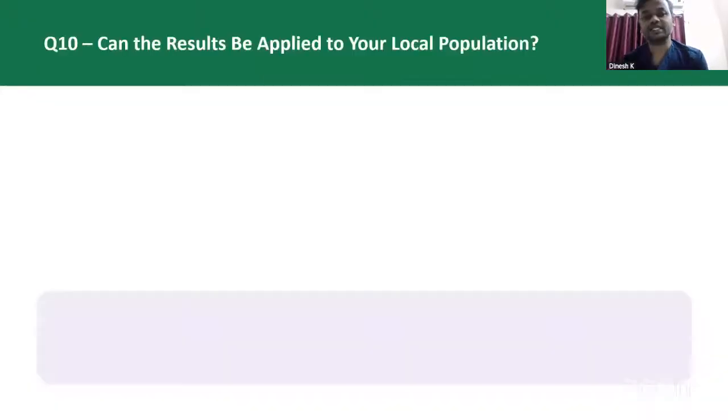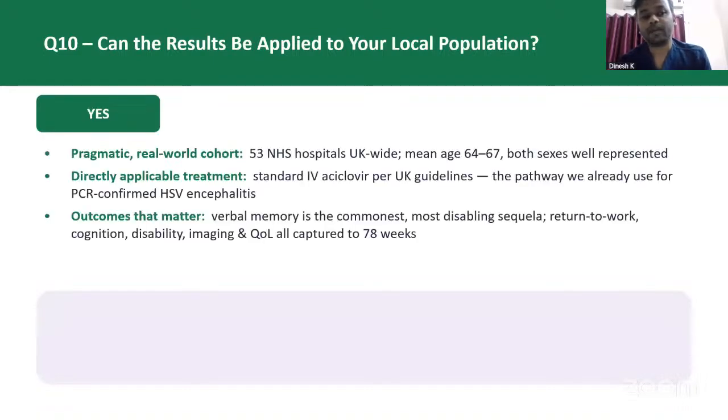So coming to the results, can the results be applied to a local population? Definitely yes, because it was a pragmatic real world cohort, a multicentral trial, and both sexes were well represented, and the standard guidelines were followed. The outcomes were met because HSV encephalitis is associated with significant morbidity. The disease specific outcomes were chosen in terms of verbal memory, return to work, cognition, disability. All those things were reasonable outcomes.